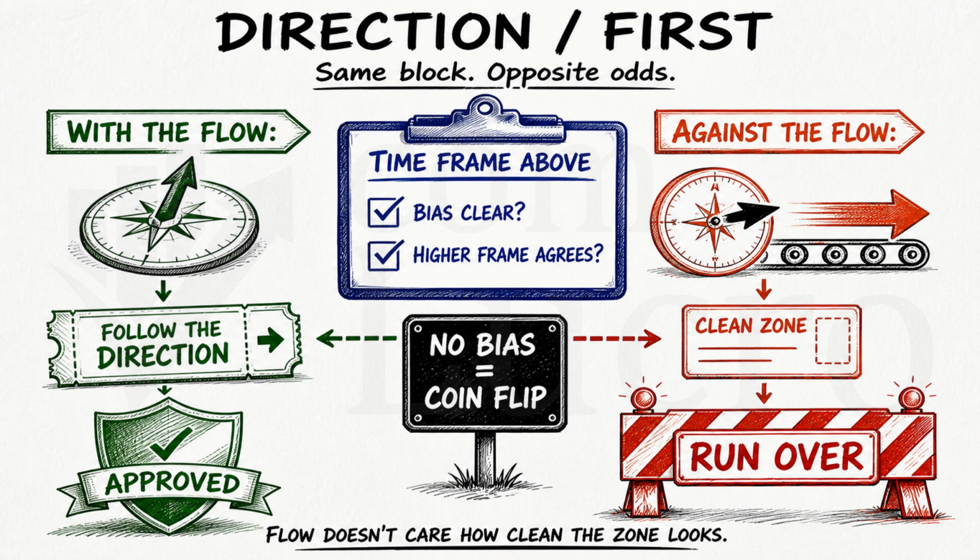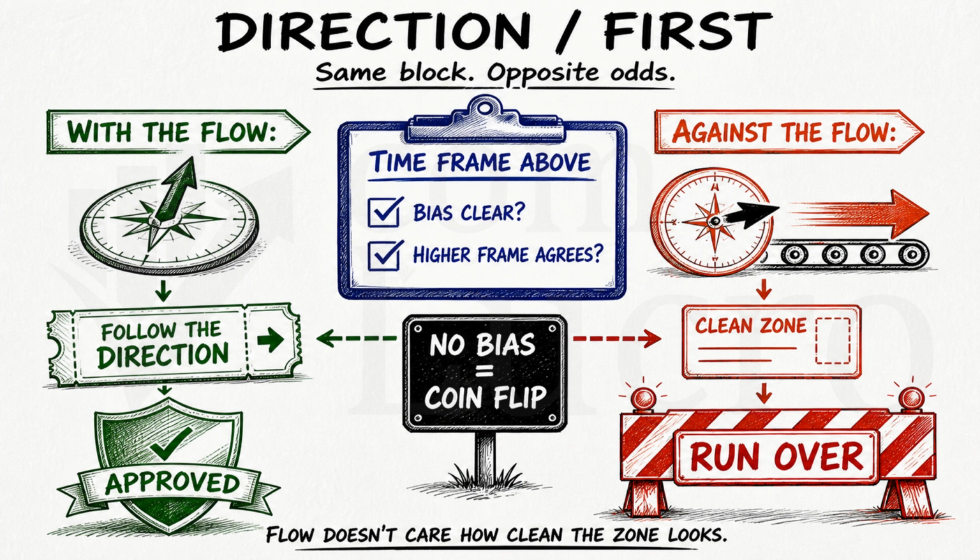Condition 1, direction. An order block that agrees with the prevailing trend and one that fights it are not the same trade, even when they look identical. Counter-trend zones get run over because the flow you're standing in front of has no interest in how clean your imbalance was. So establish direction first, then hunt for zones inside it.